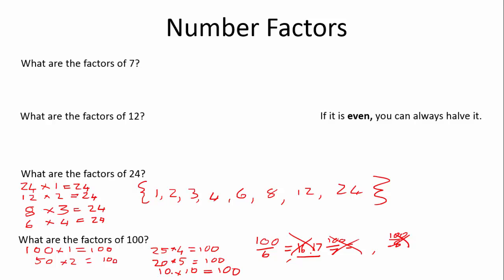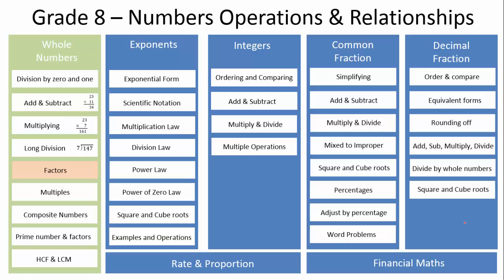And now that we've met the same numbers where the lowest and the highest have met, there can't be any more numbers. So we know the factors of 100 are 1, 2, 4, 5, 10, 20, 25, 50, and 100. Well done, guys. So that's what we're going to do for number factors.